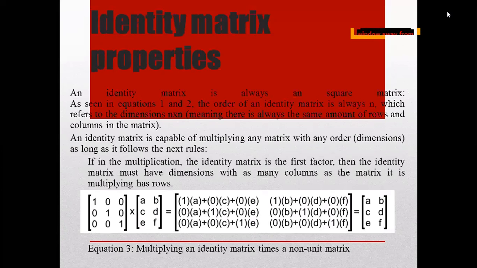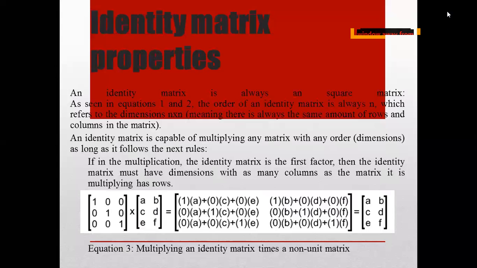So in this case, the identity matrix must have as many columns as the matrix it is multiplying has rows. What does it mean? The identity matrix should have the number of columns equal to the number of rows of the matrix it is multiplying. You can see the second matrix has 3 rows and the first matrix has 3 columns. So this is fine, this is compatible.